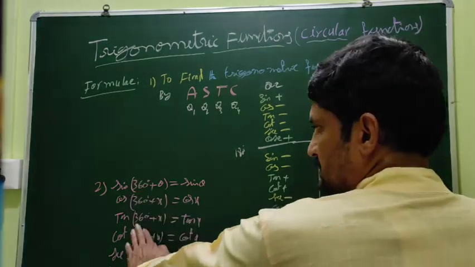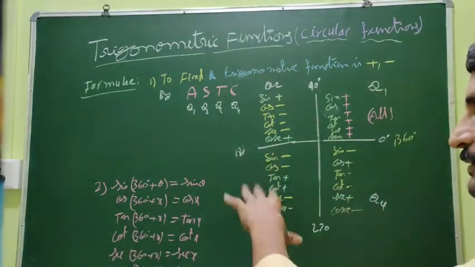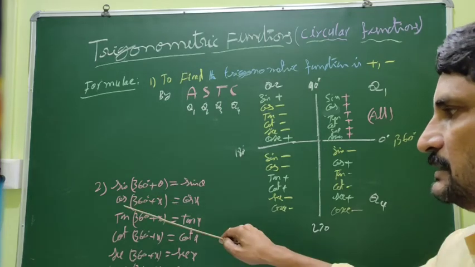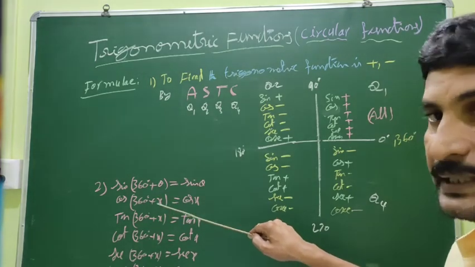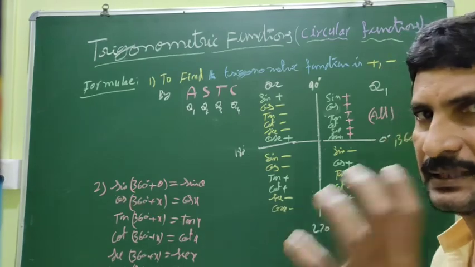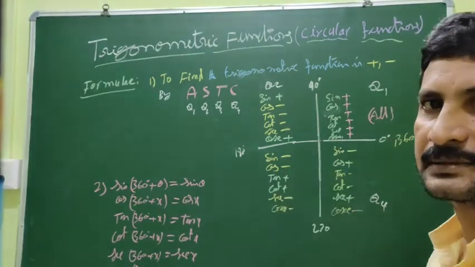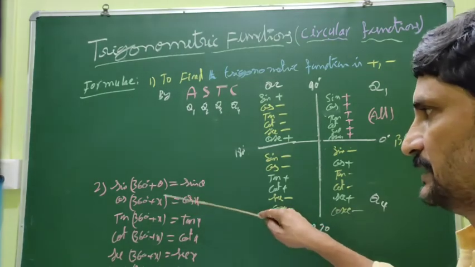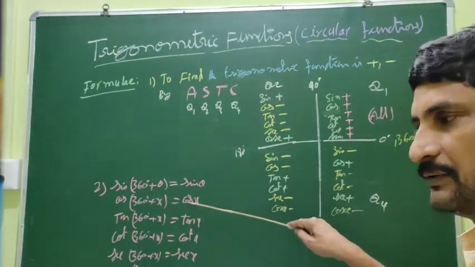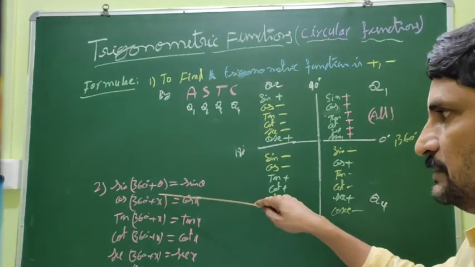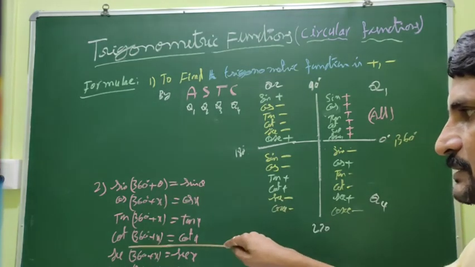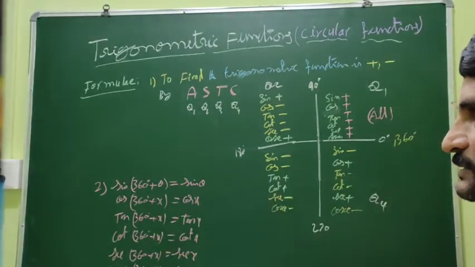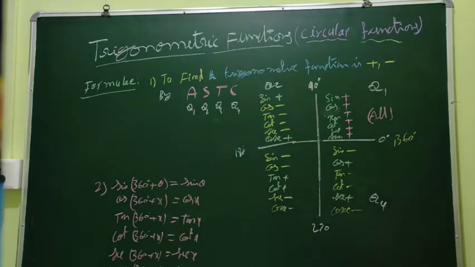So 360 does not affect the value of the trigonometric function. sin(360 plus theta) is equal to sin theta. cos(360 plus x), I am writing x instead of theta. x is not the x coordinate. x is an angle. Suppose in the question x is the angle, then write cos x. If it is theta, then theta. If it is alpha, then alpha. It depends upon what is given. cot(360 plus x) is cot x, it does not change. When you add 360 degrees, it does not change.